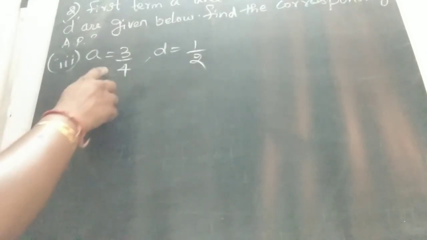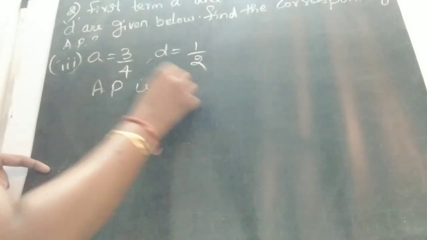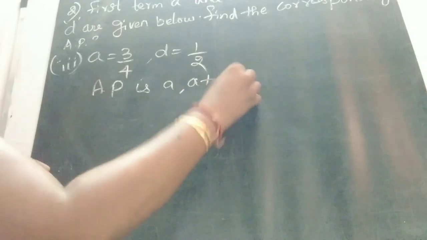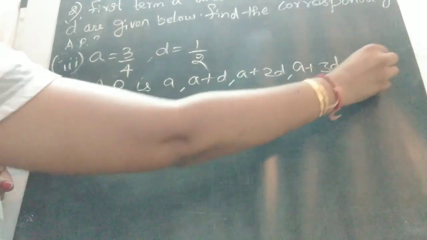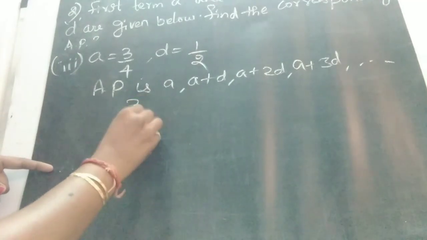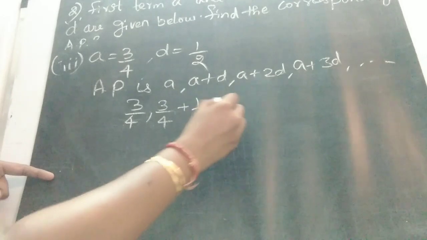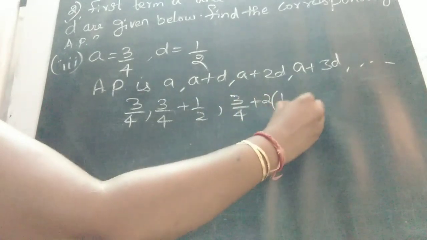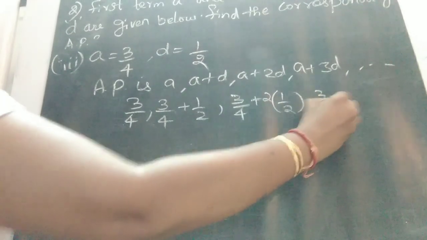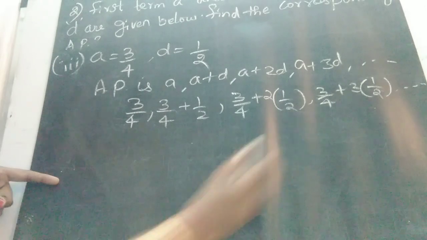Look into your next question. A is 3 by 4, D is 1 by 2. So the AP format is A, A plus D, A plus 2D, A plus 3D, etc. So first is 3 by 4. The next is A plus D, 3 by 4 plus 1 by 2. The next is 3 by 4 plus 2 into 1 by 2. The next is 3 by 4 plus 3 into 1 by 2, and it goes on like this.